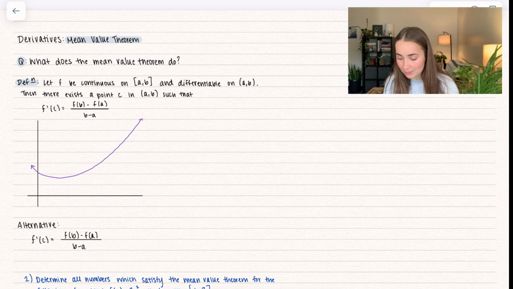We have, let f be continuous, so a continuous function, on some interval a to b, and differentiable on a to b. That means we can take the derivative of it. Then there exists a point c in the interval a to b such that f prime of c, so the first derivative evaluated at c, is equal to f of b minus f of a all over b minus a. So this is the official definition, but let's work out what it actually means.